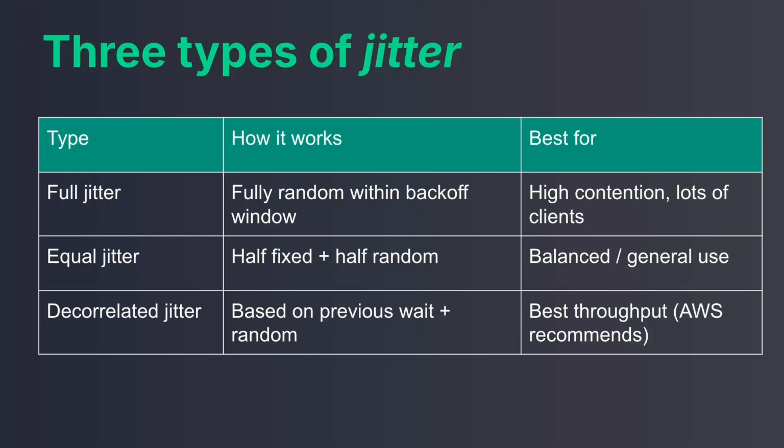The third type is decorrelated jitter. Each retry's wait is based on the previous one plus randomness rather than a formula. AWS wrote a great blog post back in 2015 and it remains the gold standard reference. I'll provide a link to it in the description. The short version, it performs best under high contention. For most use cases, full jitter is fine. The key insight is any jitter is dramatically better than no jitter.